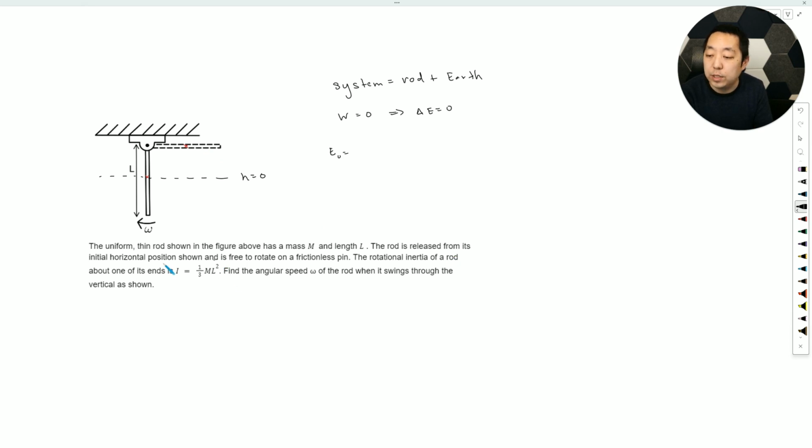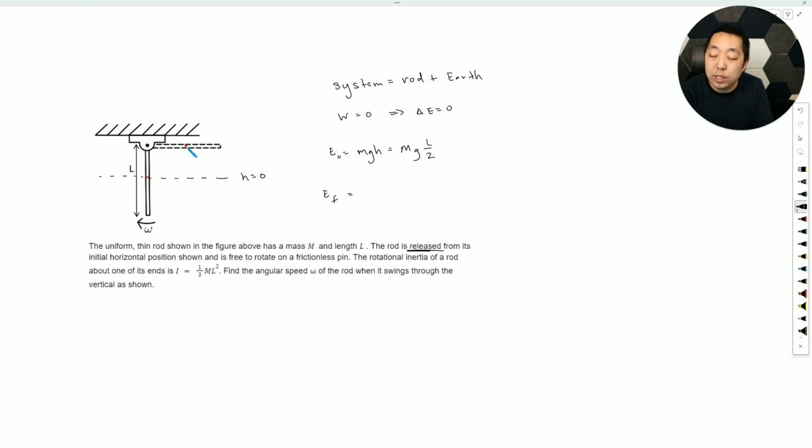So we have mgh, because it's not moving at this point, it's released from rest. So it's assumed to be released from rest. So it only has gravitational potential energy, which is the mass times g, and the distance here is L over 2.